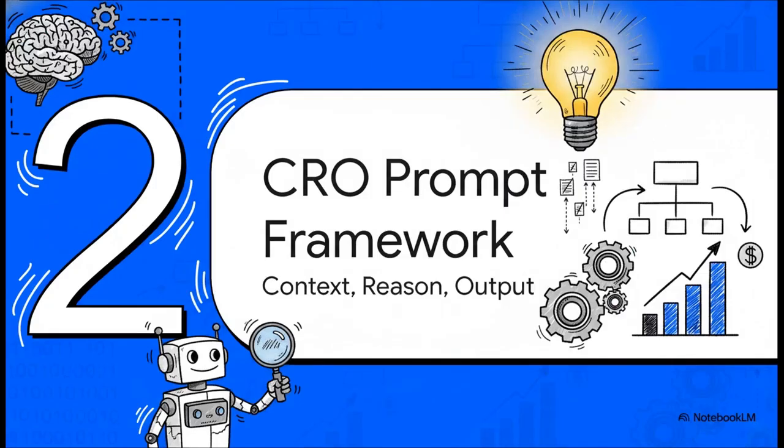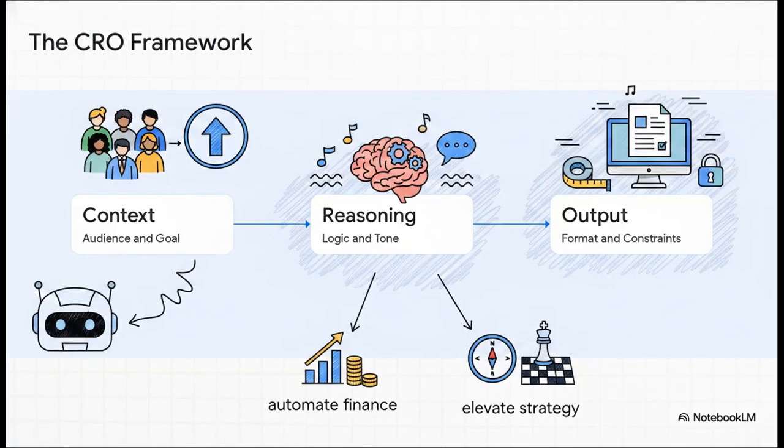Moving right along to Section 2, the CRO prompting framework. Context, reasoning, output. So whenever you prompt an AI, you absolutely need to hit all 3 parts of what we call the CRO framework. Step 1 is context. Who exactly is the audience and what is the goal? Step 2 is reasoning. What's the underlying logic and the specific tone you need? And then step 3 is output. What specific format and constraints do you have? You really have to treat AI as your co-pilot for language and structure. But, and I cannot stress this enough, it is never an autopilot for arithmetic.